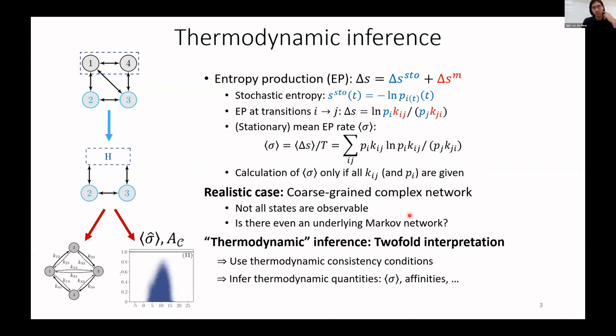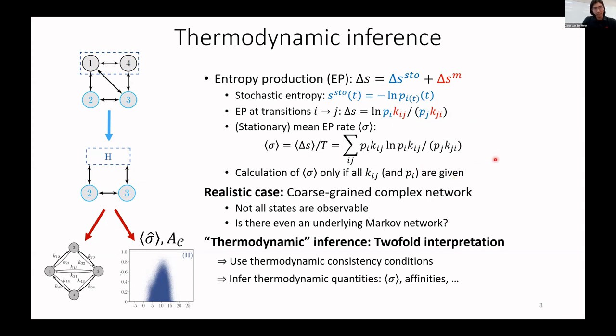So these systems in our thermodynamic context are then equipped with a physical notion of entropy production. And we know how to decompose this one into stochastic and medium contributions on the level of individual trajectories. So what I mean by that is, first, you have a stochastic contribution to your entropy, which is just the negative log of the state you are currently in. And both the stochastic and the medium entropy production change when you make a transition from i to j. And it's just the log ratio of pi kij over the reverse rate of the transition. From this fluctuating quantity, you can then calculate the mean entropy production rate, which is this quantity here, which you're probably familiar with.